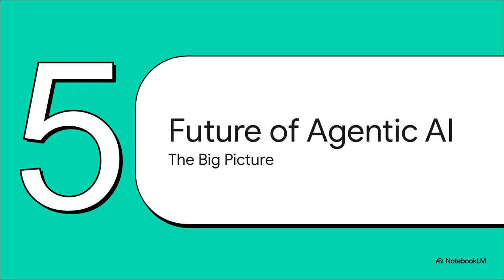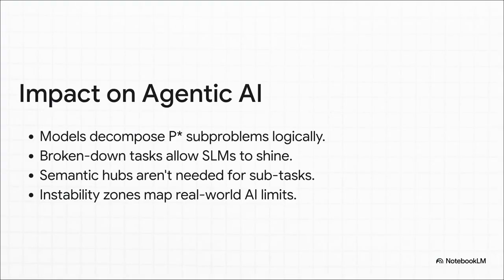Finally, Section 6, the future of agentic AI. So why does all of this matter for us? Well, knowing that LLMs can serially decompose complex PathStar graphs into completely logical, independent subproblems totally changes the game for building agentic AI. Think about it. If you can break a massive, intimidating problem down into tiny, simple serial steps, you don't actually need massive models with huge generalized semantic hubs for every single action. Suddenly, hyper-efficient small language models, or SLMs, can shine by just executing those simple subtasks perfectly.